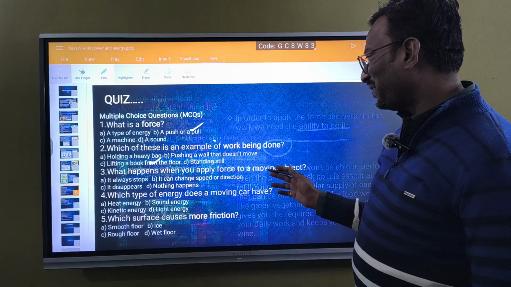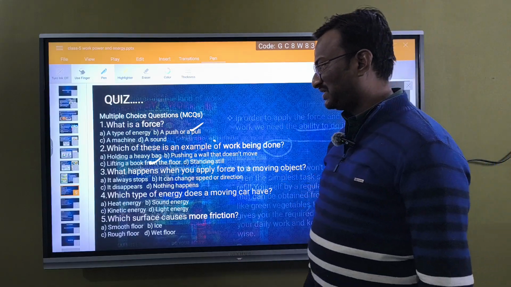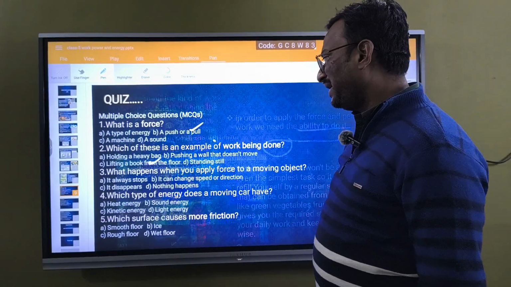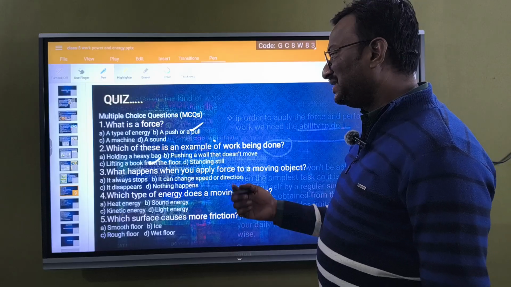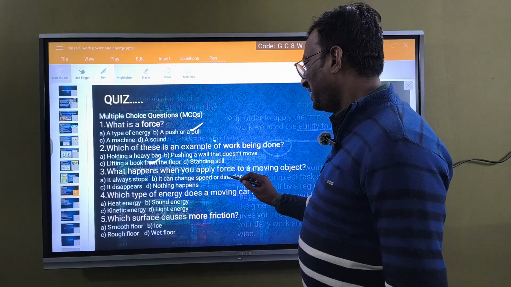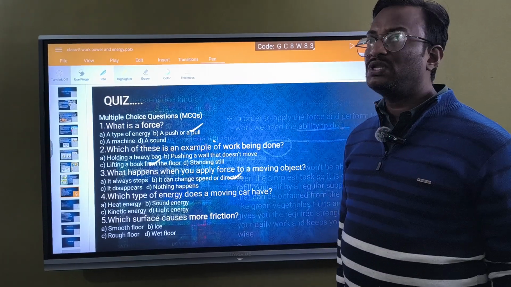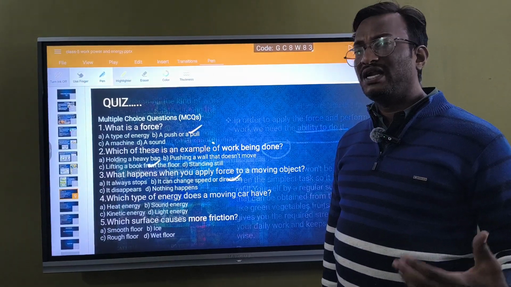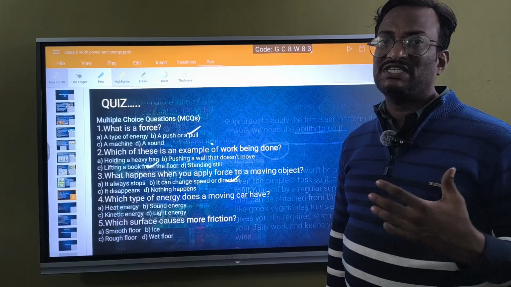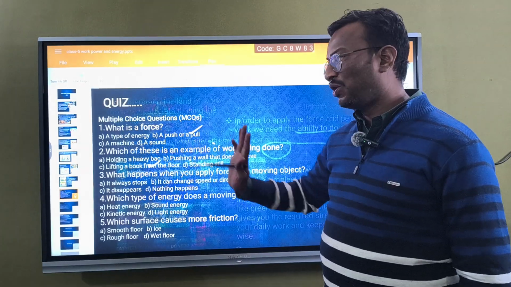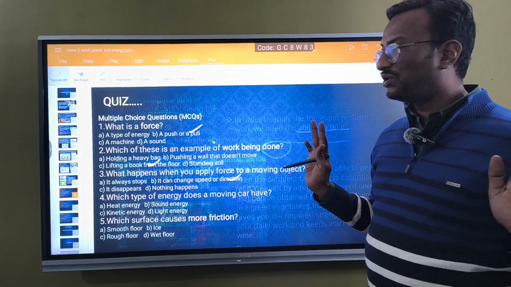Next, what happens when you apply force to a moving object? When you apply force to a moving object, it can change the speed or direction. It may slow down the speed or it may speed up. That depends upon the force that you have applied. We cannot consider that it always stops. It may stop, but it does not always stop.